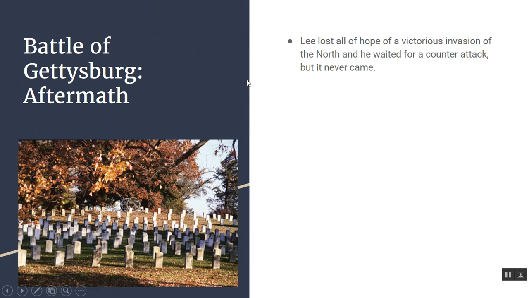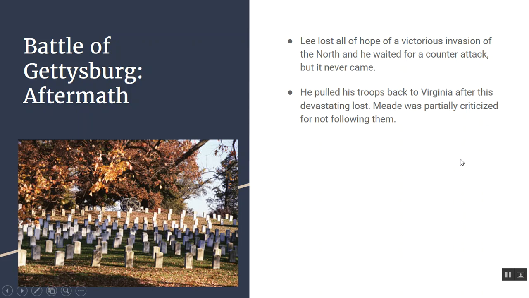Battle of Gettysburg aftermath. The loss of Pickett's charge basically showed Lee that there was no way he was going to have a victorious invasion of the North, and he waited for a counterattack, but it never came. This is mostly because Meade decided that it wouldn't really be a smart choice to attack, since he didn't really know if there were more soldiers, and he didn't know if they were already prepared for this. Lee pulled his troops back in the dead of night and in the cover of rain back to Virginia.